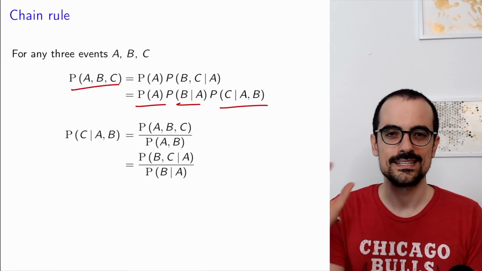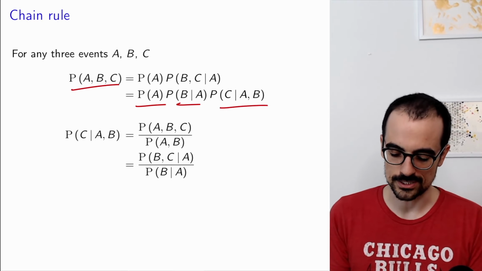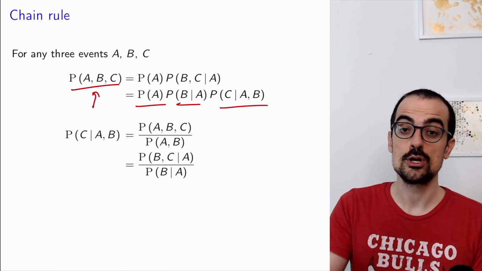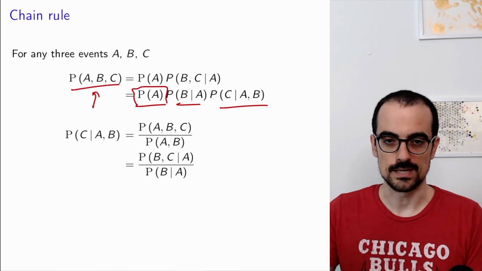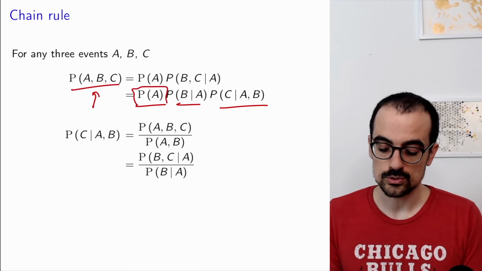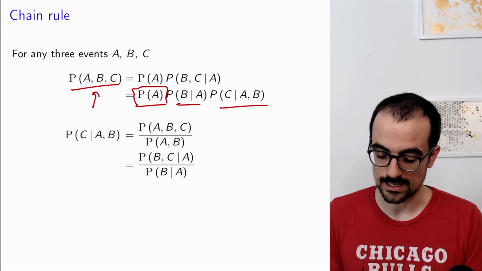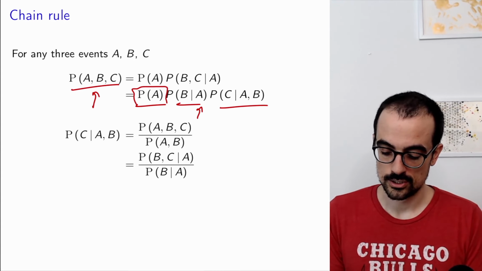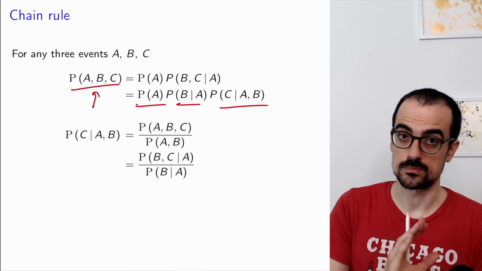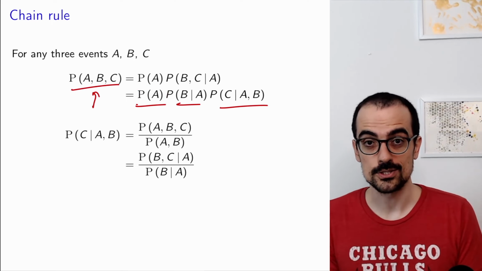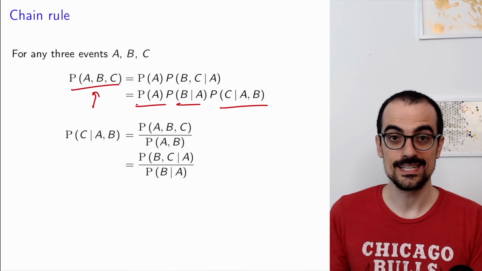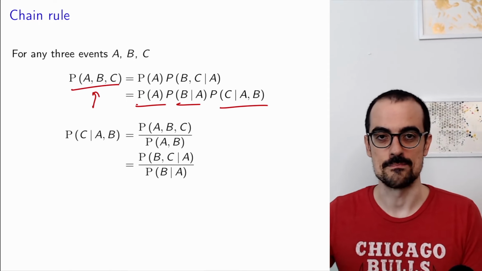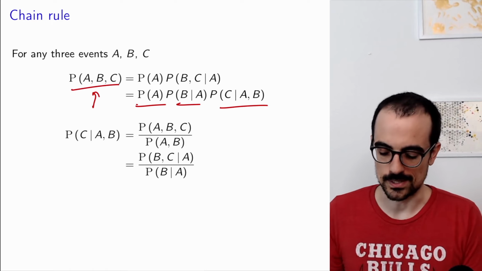The way I usually visualize this is that you have a bunch of events in here and you can bring them out. By bring them out, I mean write their probabilities and then multiply it by the rest. But when you bring them out, you always have to condition on whatever has come out first. So here A comes out first, just probability of A. Then B comes out, so you have to write probability of B given A. And then C comes out, so it's probability of C given A and B. This is just the way I think about it.